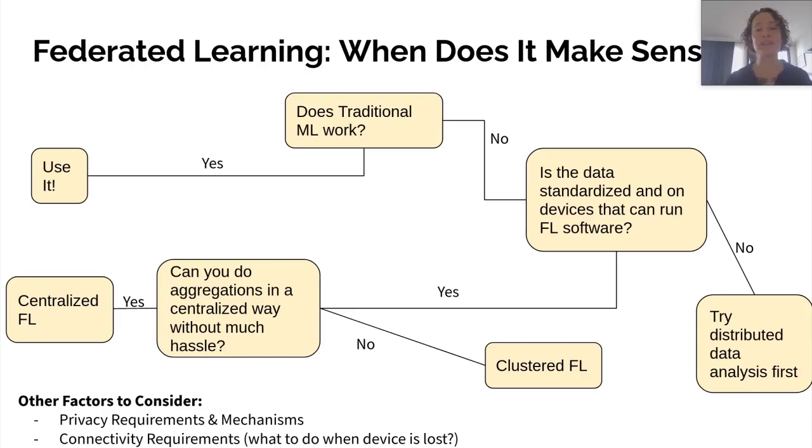So when does it make sense to do machine learning in a federated way? Well, my first question to you is, if traditional machine learning works, then you should probably use it. Federated learning is super cool, but it's also still super new. And so if you're looking for a tried and true and 100% guaranteed solution, it's probably not it, unless you're working at Google or one of the other places that has been running federated learning for a long time.